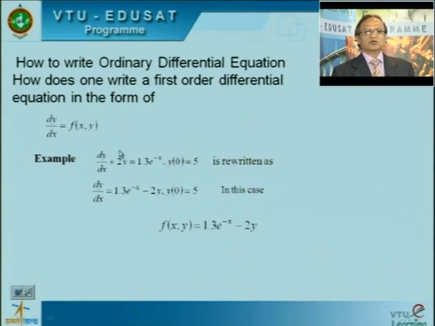So, suppose they give a differential equation in this form. Here it is given that dy by dx plus 2y is equal to 1.3 into e to the power minus x. In general the given equation may be in this form, dy by dx is equal to a function of x, y. Here function of x, y means the right hand side function. For example, it can be written as 1.3 into e to the power minus x minus 2y. Here y of 0 is equal to 5 is the initial condition at time t is equal to 0. So, what is the position? That is the meaning of this initial condition.